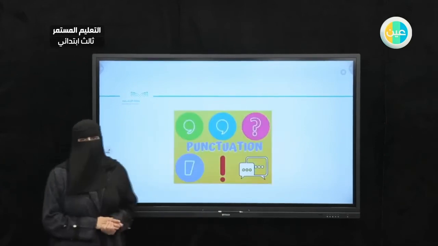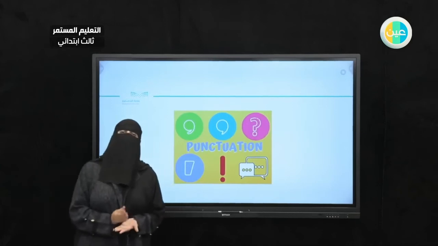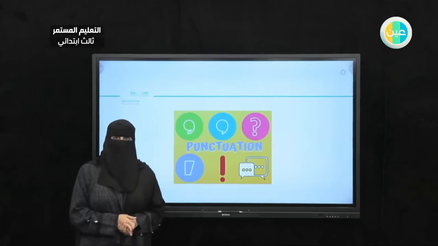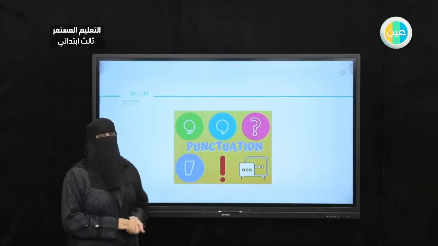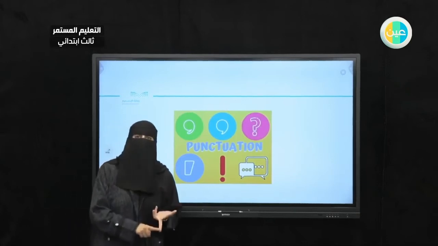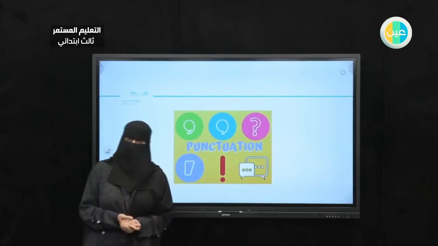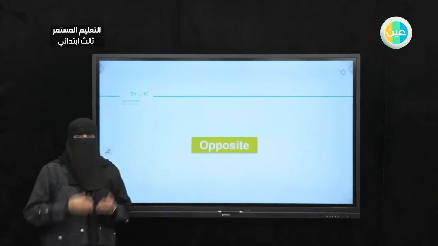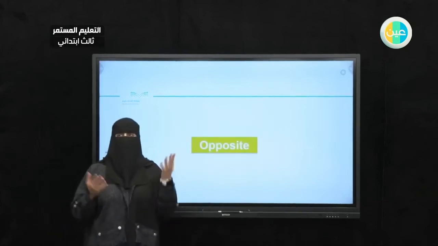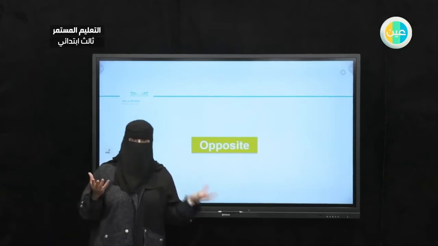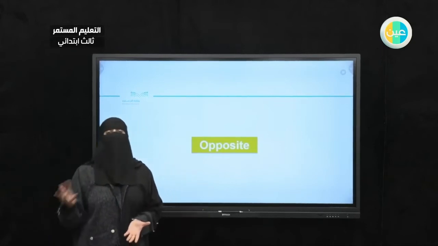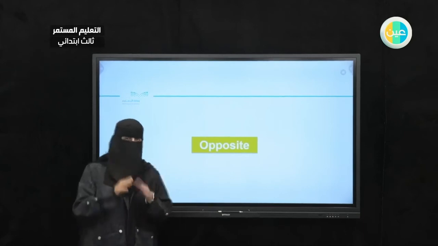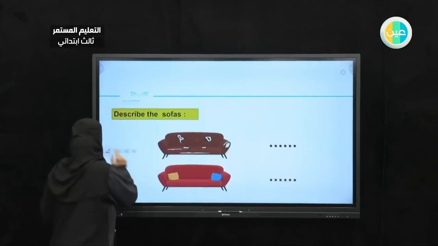Also in the previous lesson, we learned how to punctuate sentences. What do we mean by punctuation? Use the full stops, question marks, capital letters, small letters, commas, apostrophes. Very good. We also talked about opposites. We gave some adjectives or nouns and we gave the opposite of those nouns. So let's start with this exercise.